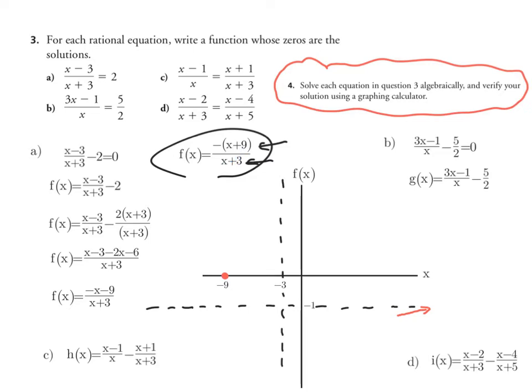Another thing we can do is plug in x is 0. That'll find our y-intercept, or sorry, our f of x intercept, or f of 0 here. F of 0 is 0 plus 9, so negative 9 divided by 3, which is negative 3.